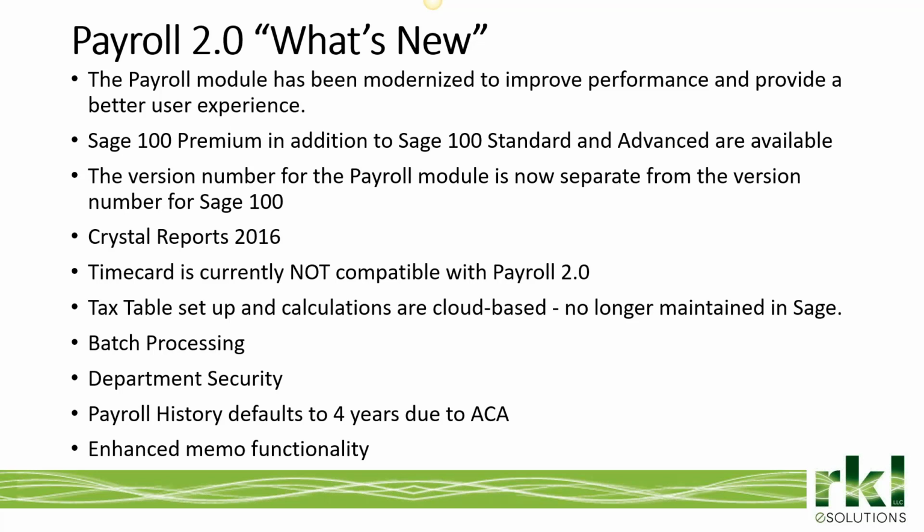A large change is that the tax tables are no longer going to be downloaded from the Sage website onto your systems. You need an always-on connection when you're processing payroll, because the payroll tax tables are now actually stored on Sage's site and directly accessed by the system. So it is a cloud-based integration. Data is not brought down locally onto your machine anymore.